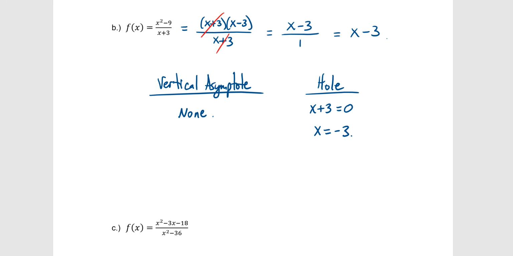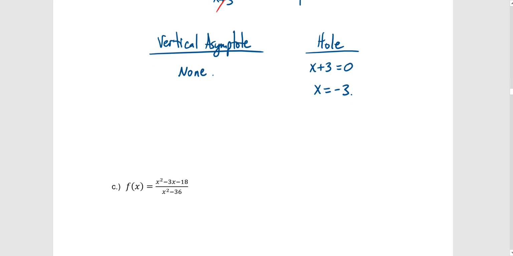So this time there were no vertical asymptotes, and there was a hole at the x coordinate of x equals negative 3. If we wanted to find the y coordinate for this hole, we would go back and plug it into the simplified version, and we would get negative 3 minus 3, which would be negative 6. That would give us the ordered pair (-3, -6). But we'll be getting into that when we actually graph these.